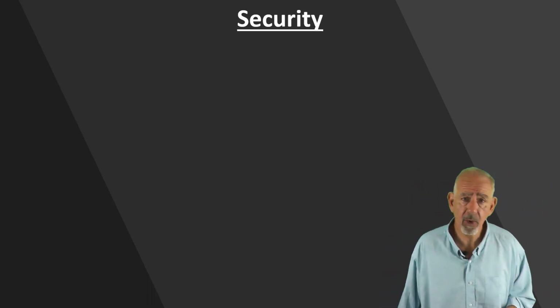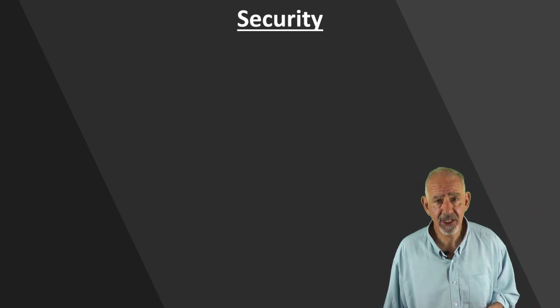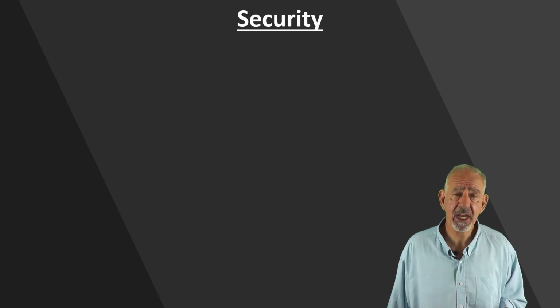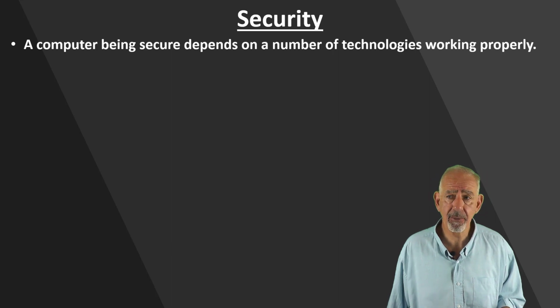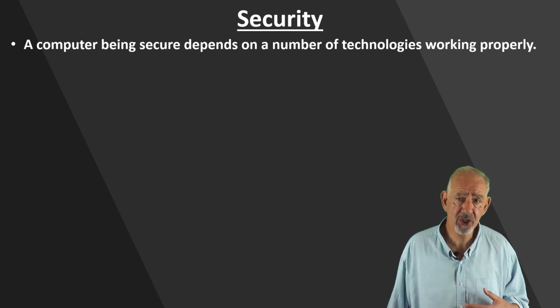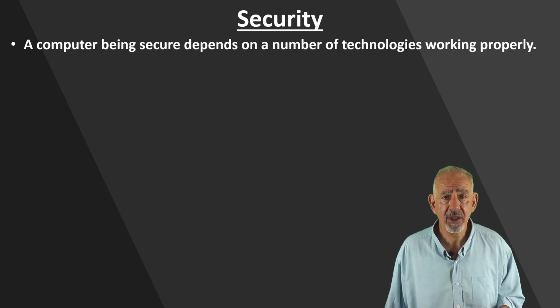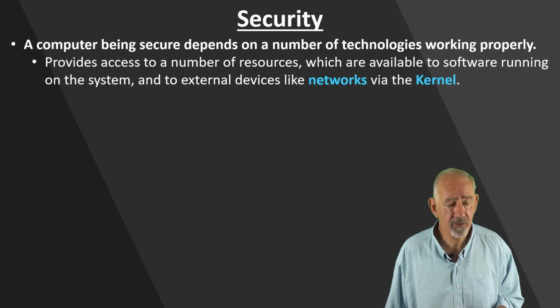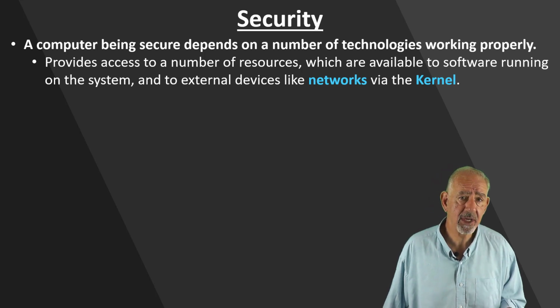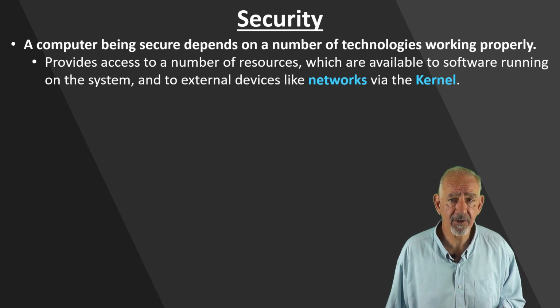Now, of course, vital to all this is security. When your computer's open and when you're talking to so many different places and so many different networks, security becomes an important thing. And a computer being secure depends on a number of different technologies that are working properly. And the idea is we need to provide access to a number of different resources that are available, and software that's running in the system, even to external devices, things like networks via the kernel.